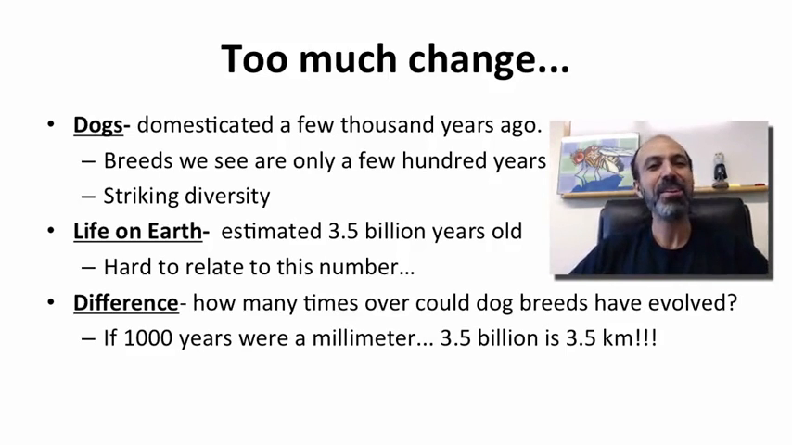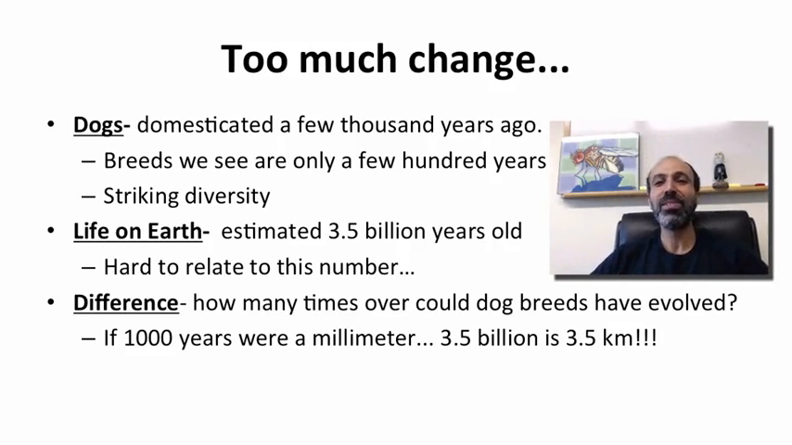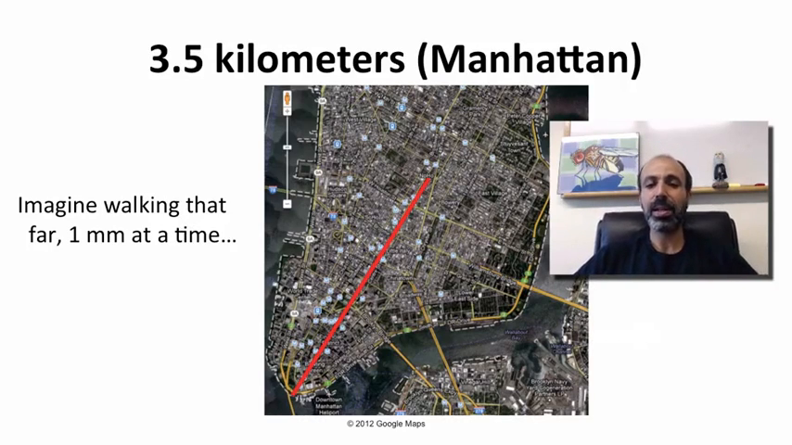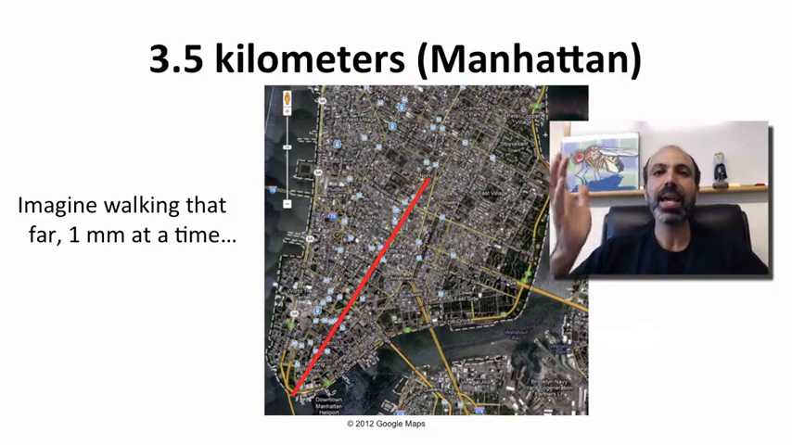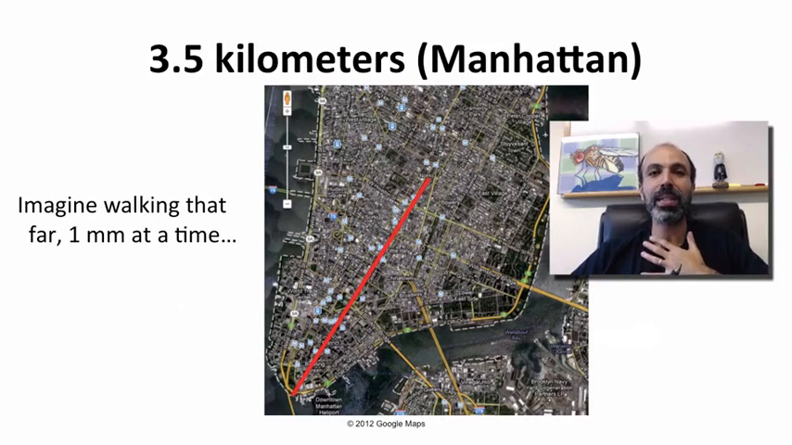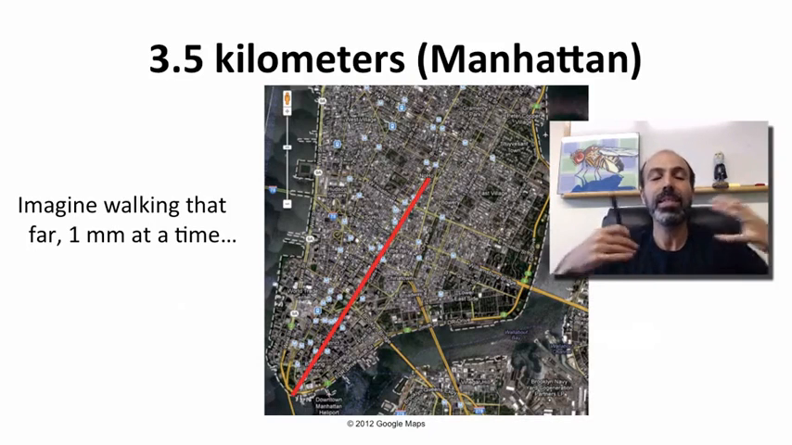That's a very, very long time. You could have evolved dog breeds over and over again many, many times. So just to give you some scale, here's Manhattan, one of the boroughs of New York. There's 3.5 kilometers. Imagine counting that off a millimeter at a time. So really, I think the issue is that we can't conceive of the scale of time, and that's why people are very unwilling to accept the idea that you could get so much change. It's because we just can't conceive of the scale that we're talking about.